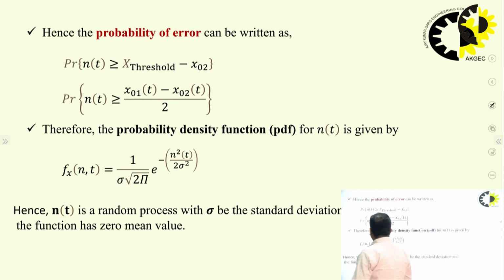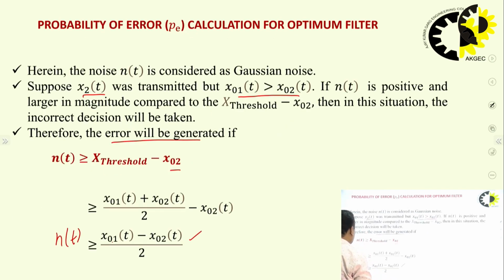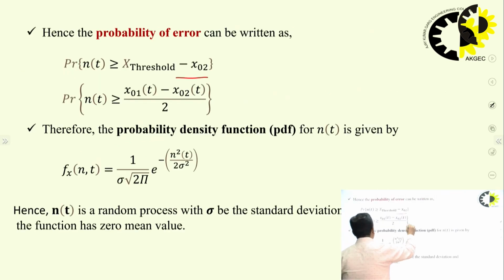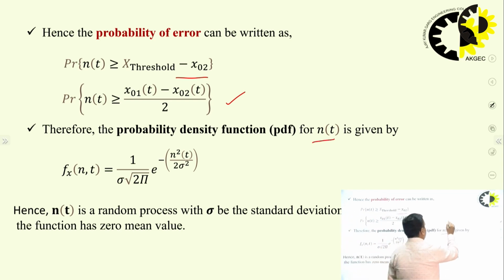Now the probability of noise will be greater than or equal to x threshold minus x02, then it will be x threshold minus x02. What I calculate is (x01(t) minus x02(t)) upon 2, so I am writing this here. Therefore, the probability density function of this, because the noise is Gaussian noise.